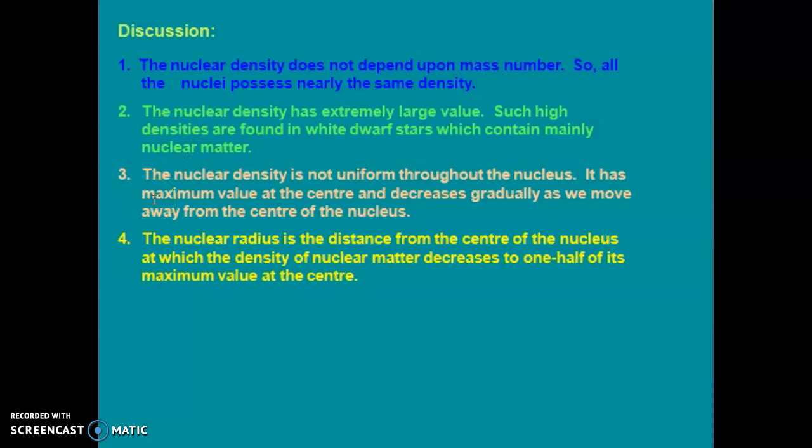Third, nuclear density is not uniform throughout the nucleus. It has a maximum value at the center and decreases gradually as we move away from the center of the nucleus. Fourth, nuclear radius is the distance from the center of nucleus at which the density of the nuclear matter decreases to 1/2 of its maximum value at the center. So it is the distance from the center of the nucleus to the point where its density reduces to half of its value at the center.